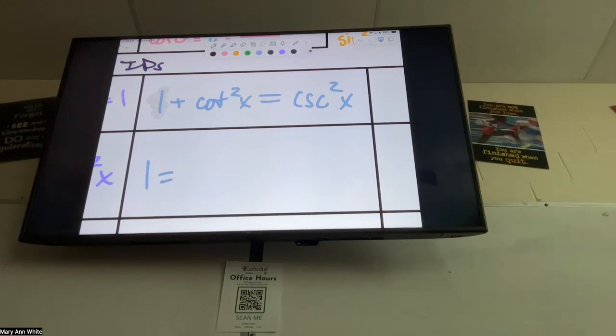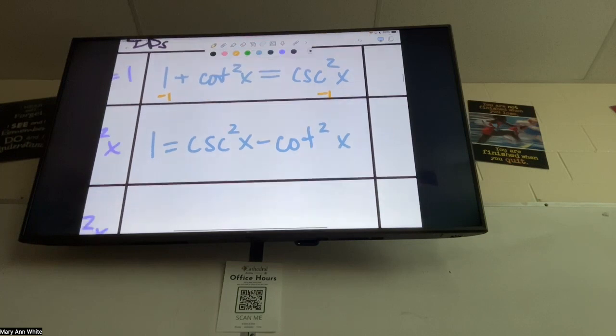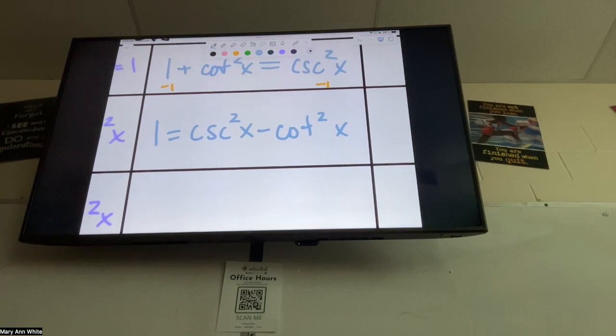1 equals. Good, cosecant squared minus cotangent squared, good. And again, if it helps you, all I did was I minus cotangent squared from both sides. Okay. Now, if I want cotangent by itself and I want to move the 1, now we're going to minus 1 from both sides, and I'm going to get what? Good, cotangent squared equals cosecant squared minus 1. Good.